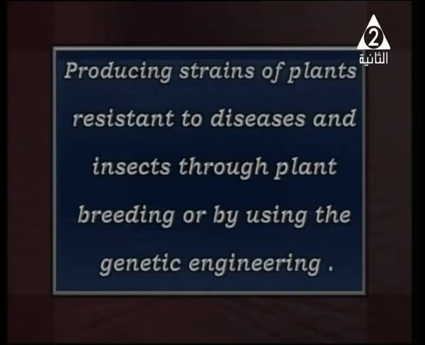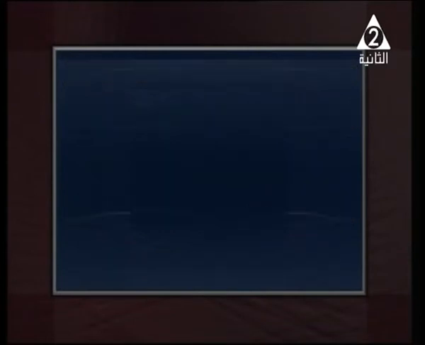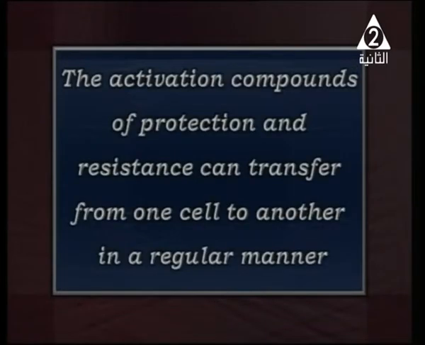I mean, we have different species of the plant, okay, and we can extract and get a specific type of these species that has the ability to resist different insects, has the ability to resist disease, and so on. By the way, we can produce such strains in our community, and also the activation compounds of protection and resistance can transfer from one cell to another in a regular manner.